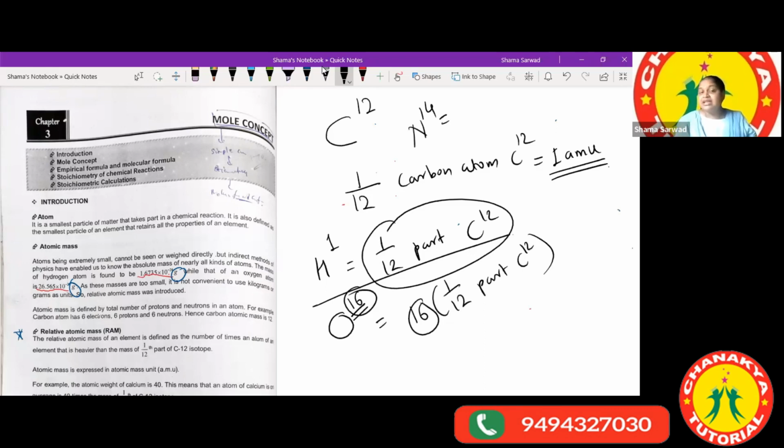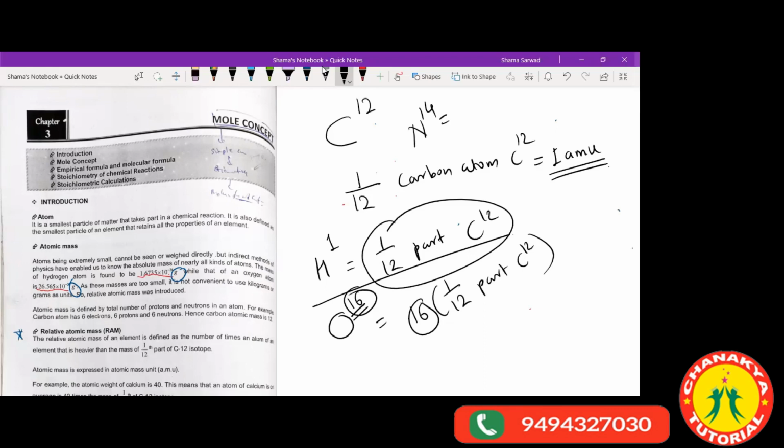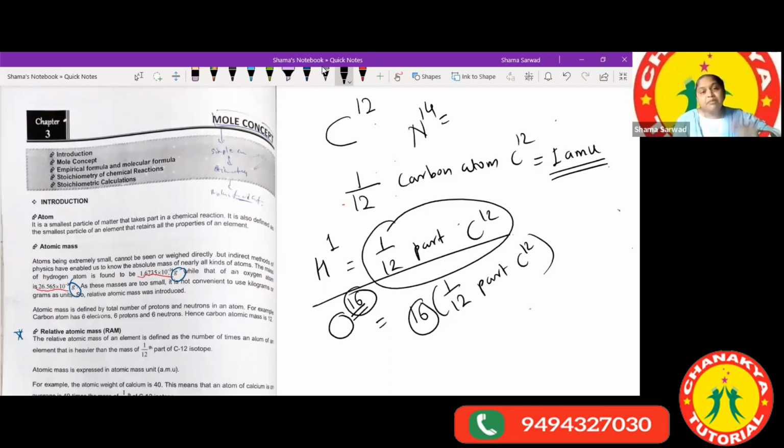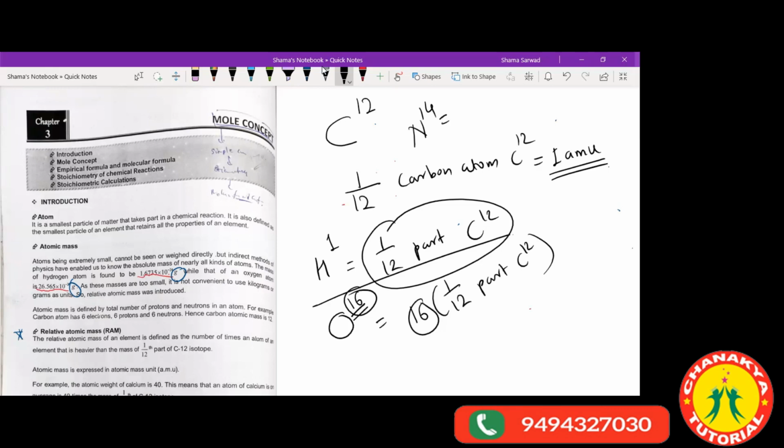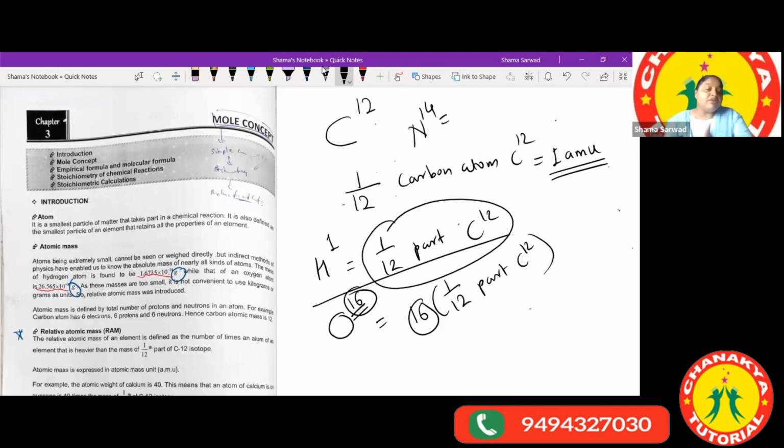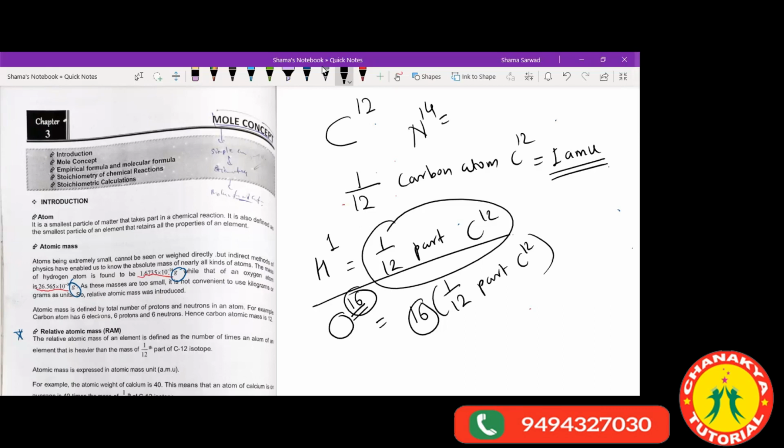Because how many parts? To balance nitrogen, how many parts of 1/12 of carbon-12 would be required? 14 parts would be required, and hence nitrogen has an atomic mass of 14. Clear? And hence this is nothing but a relative atomic mass. We have related it with the 1/12 part of carbon-12, and hence it is relative atomic mass. Clear?